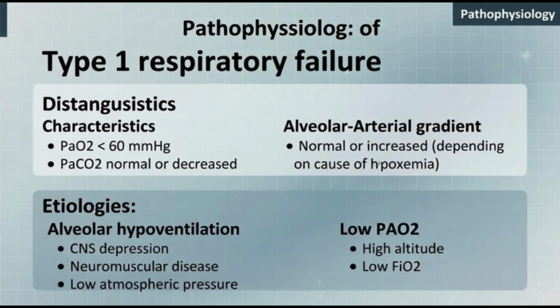The distinguishing characteristic of type 1 respiratory failure is a partial pressure of oxygen, that is PaO2, of less than 60 mm of Hg with normal or decreased partial pressure of carbon dioxide, that is PaCO2. Depending on the cause of hypoxemia, the alveolar arterial gradient may be normal or increased. Etiologies of type 1 respiratory failure with a normal alveolar arterial gradient include alveolar hypoventilation and low atmospheric pressure.